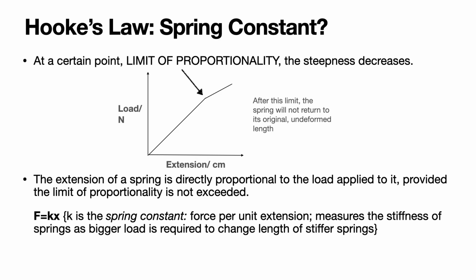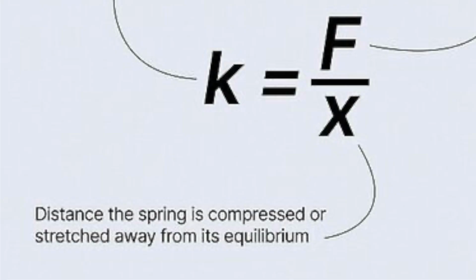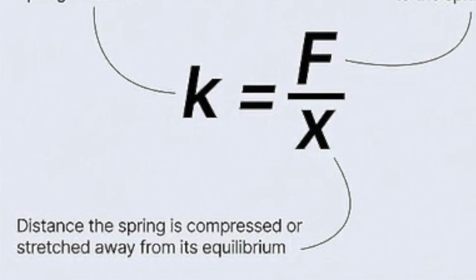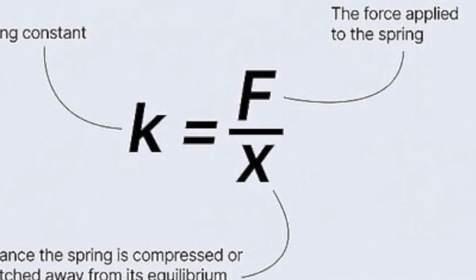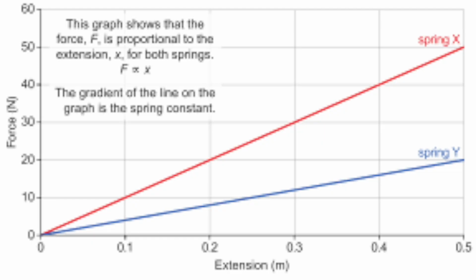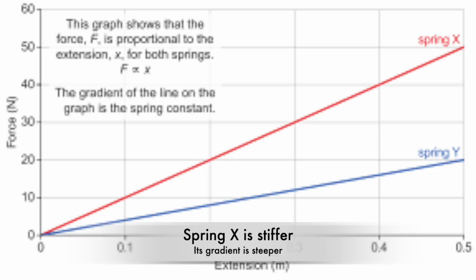Thus, F, which is the load applied, is equal to K into X, where X is the extension of the spring and K is the spring constant. K is the force applied per unit extension of the spring. It is a measure of the stiffness of a spring. K will be bigger if a bigger load is required to extend the spring by the same length. If K is bigger, the spring is stiffer.